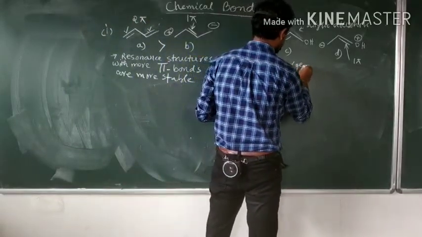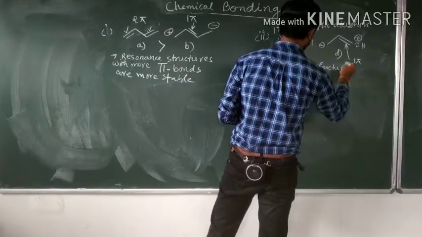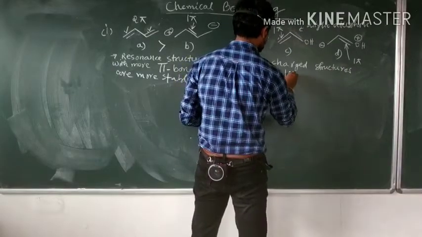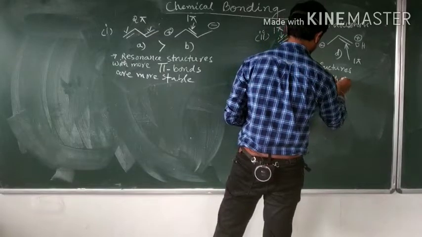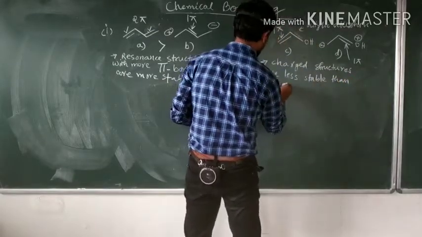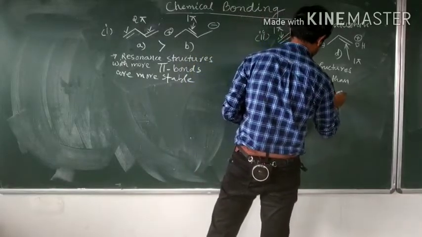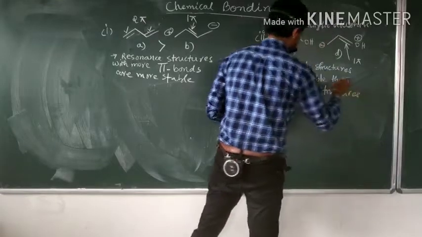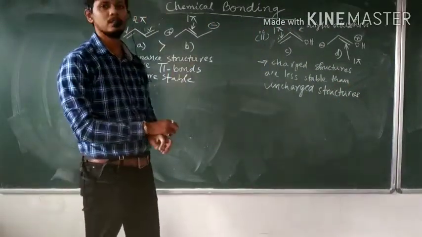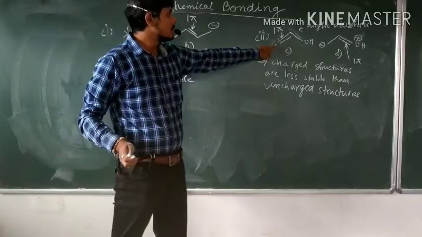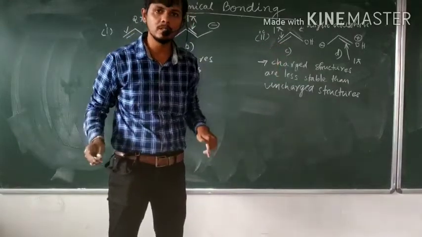Charged structures are less stable than uncharged structures. So charged structures are less stable than uncharged structures. So this structure is uncharged. That means there is no formal charge.